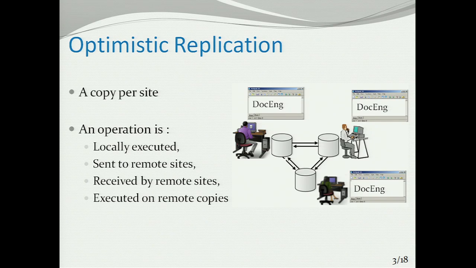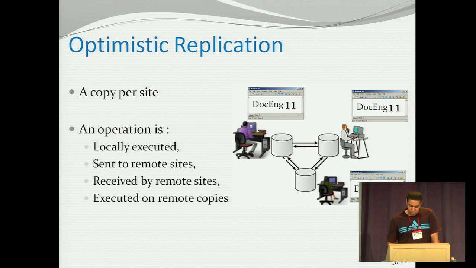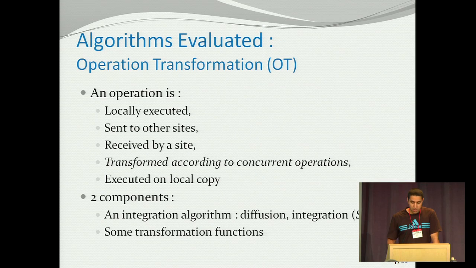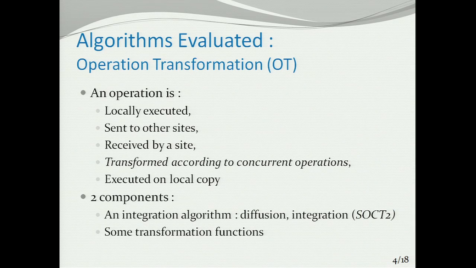Instead, the user sends a message to all other replicas. The user contacts the local copy directly. When a user makes an operation, this operation is executed in the local copy and sent to all other replicas, and when a replica receives this operation, it executes it in its local copy, the remote copy. All algorithms evaluated in our experiment are based on optimistic replication.